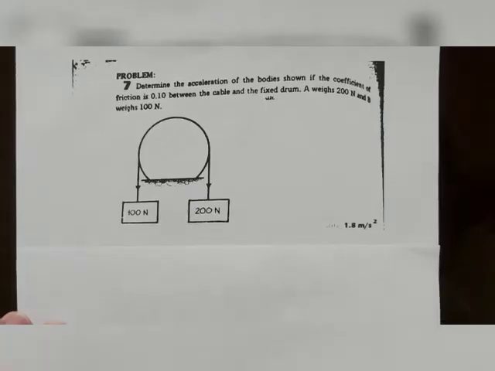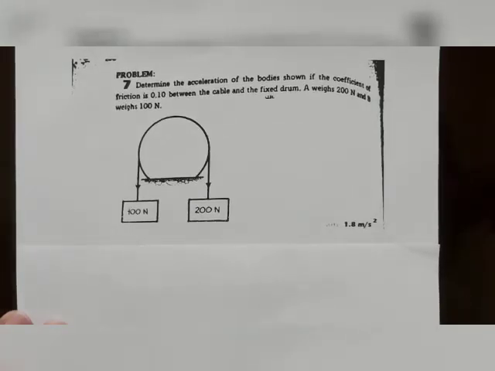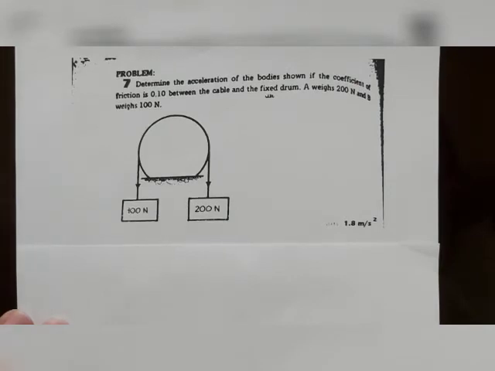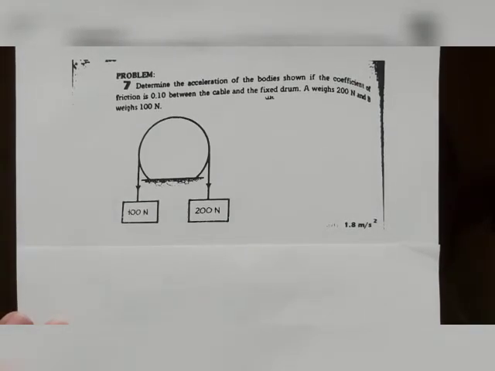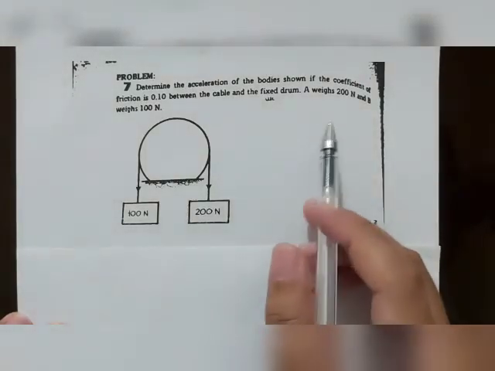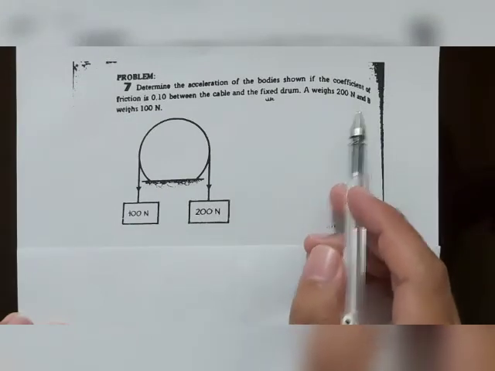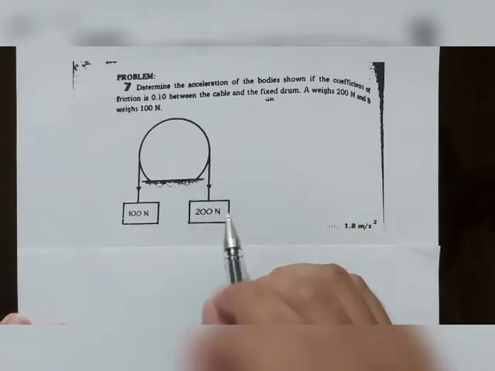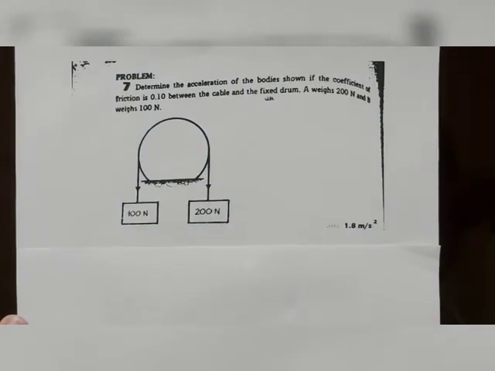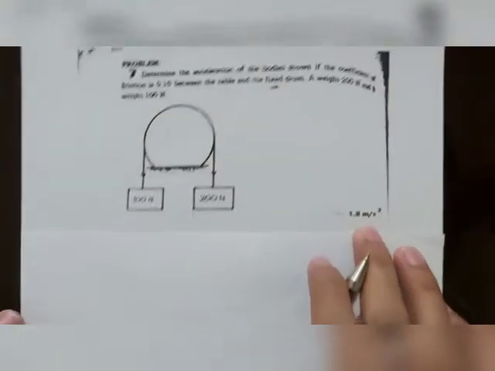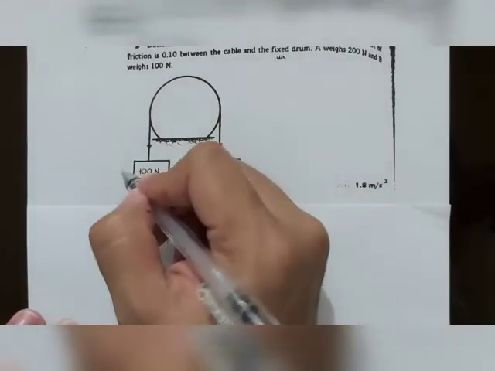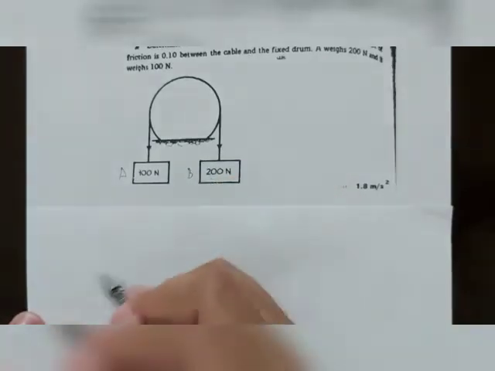Number 7. Determine the acceleration of the body shown if the coefficient of friction is 0.10 between the cable and fixed drum. A weighs 200 Newton and B weighs 100 Newton. So, muna syempre, FBD ng block A natin. So, label natin this block A and block B.